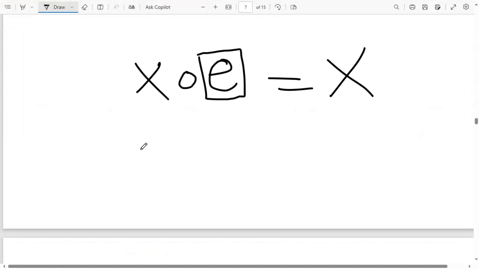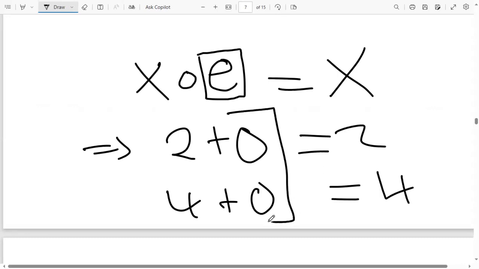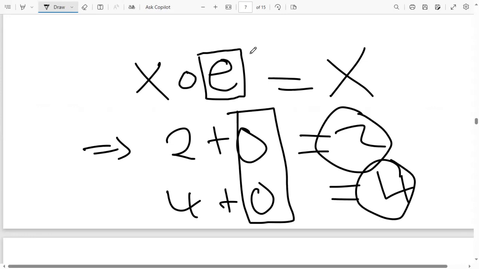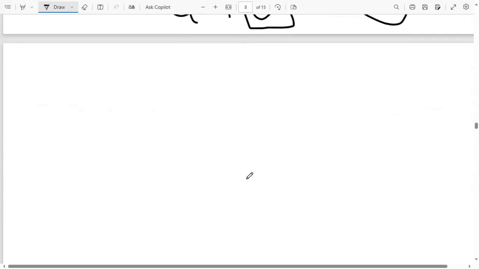A good example is addition. When you're adding, a good example of an identity element is 0. If you say 2 plus 0, it will give you what? 2. 4 plus 0 gives me 4. So you can see that an identity element doesn't change the value. So if I have an identity element and apply this binary operation, the answer should just be x. Okay, so let's do that.